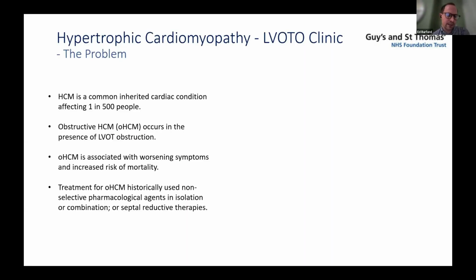So just to define the problem very quickly, hypertrophic cardiomyopathy, or thickened heart muscle disease, is a common inherited cardiac condition affecting around 1 in 500 people. Obstructive HCM is a subclassification of hypertrophic cardiomyopathy where they have the presence of left ventricular outflow tract obstruction. So this is a blockage or obstruction to the blood as it exits the heart, and usually arises as a result of a combination of hemodynamic and anatomical features. The presence of obstruction is associated with worsening symptoms and an increased risk of mortality.